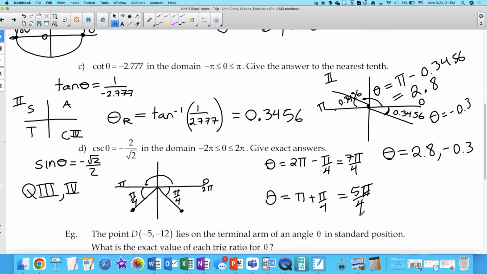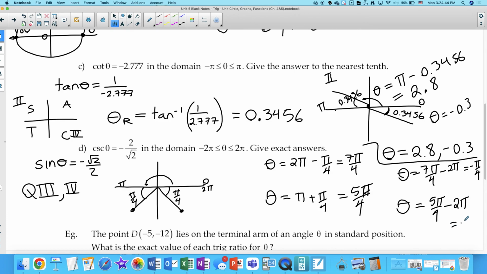To get the negative ones, I have to take each of those and subtract 2 pi. Okay, so theta also equals 7 pi by 4 minus 2 pi. And 2 pi is 8 pi by 4. So 7/4 minus 8/4 is negative 1/4. And here, I have to take the 5 pi by 4 and subtract 2 pi, which is 8 pi by 4. So 5/4 minus 8/4 is negative 3/4, negative 3 pi by 4. Okay, so I have 4 answers here. 1, 2, 3, 4. Okay, and we are going to stop there for today.